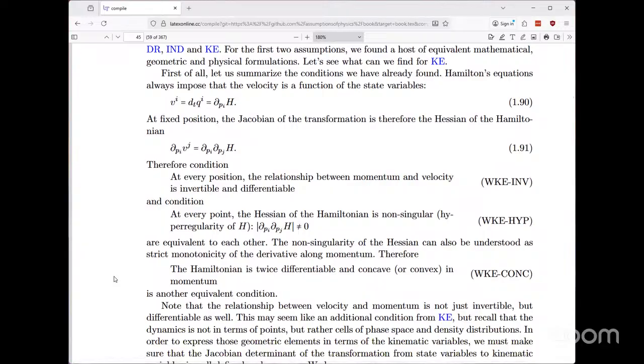Therefore, the condition that at every position the relationship between momentum and velocity is invertible and differentiable, and the condition that at every point the Hessian of the Hamiltonian is non-singular, hyperregularity of H, determinant of the Hessian different from zero, are equivalent to each other. The non-singularity of the Hessian can also be understood as strict monotonicity of the derivative along momentum. Therefore, the Hamiltonian being twice differentiable and concave or convex in momentum is another equivalent condition.